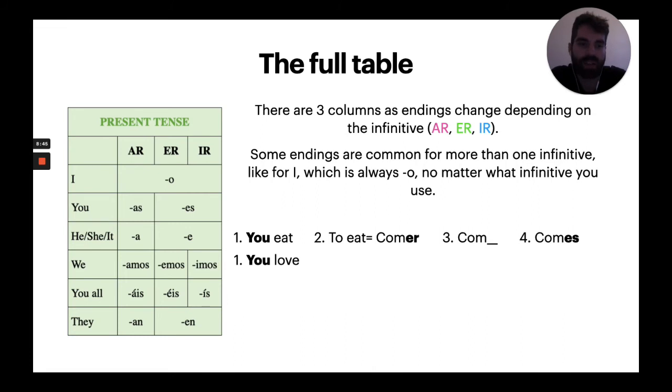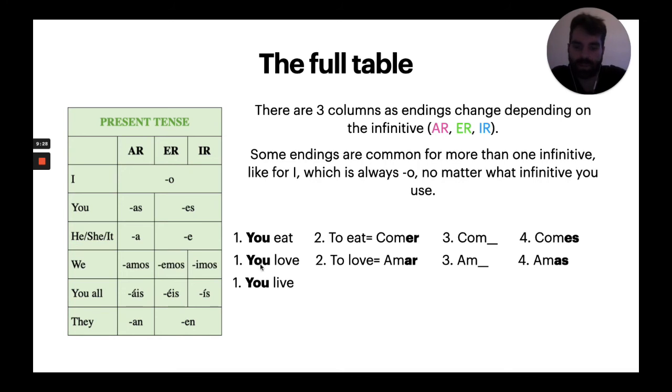If I had you love, I would need to look for the infinitive, which in English is to love, and that in Spanish is amar. In this case, I have to go to the AR column and to you. So the ending for you love is going to be AS. Therefore, we follow the steps and we remove the ending of the infinitive, and we would have amas, and that would be you love in Spanish, amas.